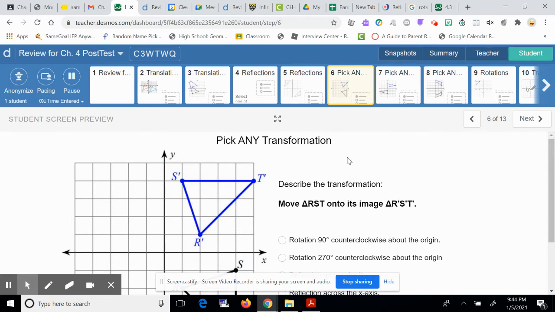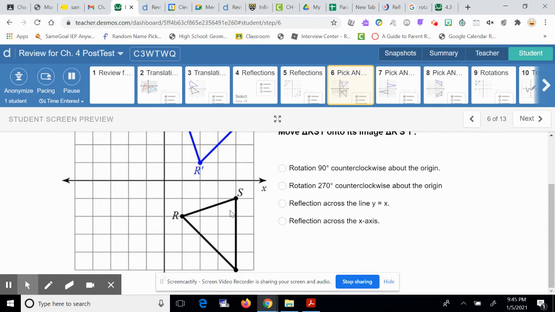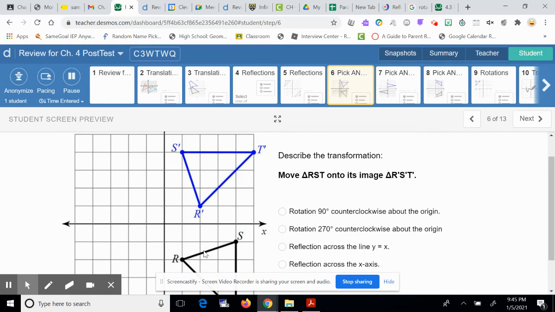Slide 6. This is where you need to remember your rules for rotations. So you need to figure out, how did this move? Again, you have to make sure that you realize that you're going from the black one to the blue one. So think about S. Okay, S went from here to here. So it's moving. Is it moving counterclockwise? Is it moving clockwise? To me, it's moving to the left. So I know it's going to be a counterclockwise.